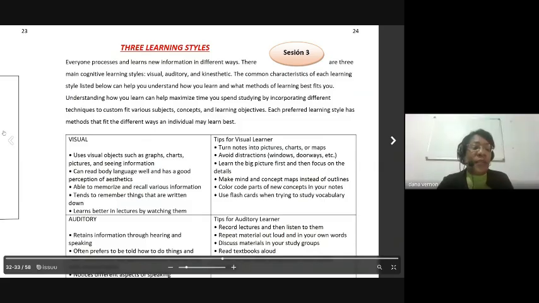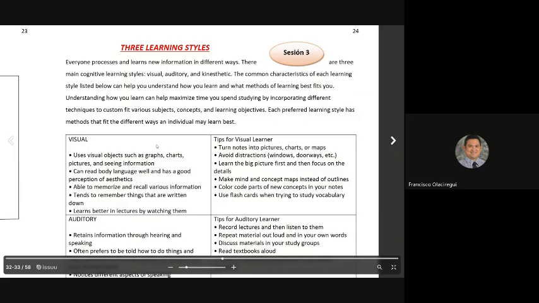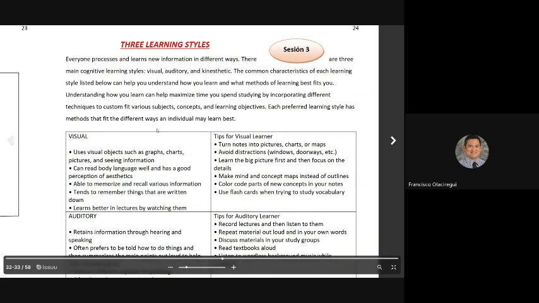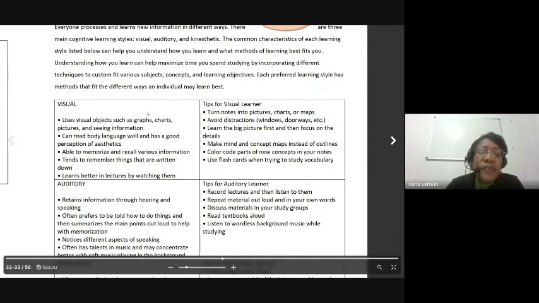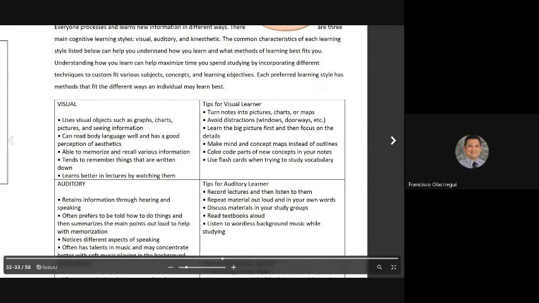Visual learning uses visual objects such as graphs, charts, pictures, and seen information. A visual learner can read body language well and has a good perception of aesthetics, is able to memorize and recall various information, tends to remember things that are written down, and learns better in lectures by watching them.